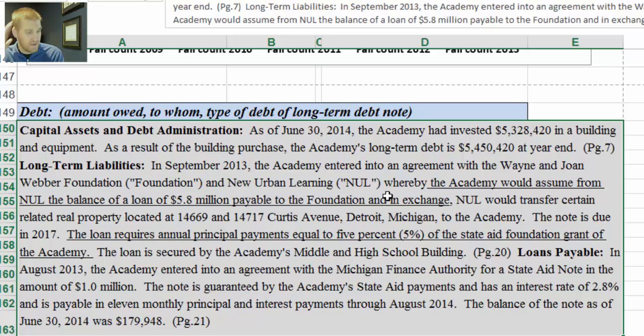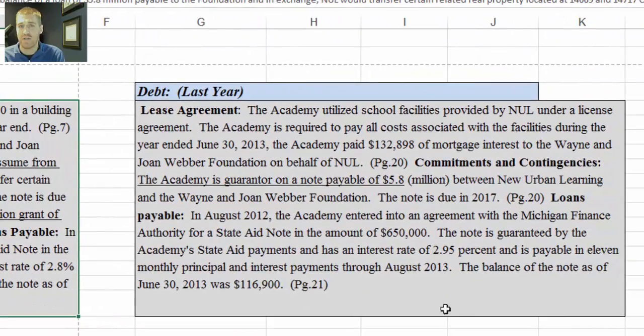So when I spoke about that capital outlay, there is a building that previously, if we scroll over here, last year, this is the debt section from last year. It says the Academy is the guarantor on a note payable of $5.8 million between New Urban Learning and the Wayne and Joan Weber Foundation. The note is due in 2017. So that's what it said last year.